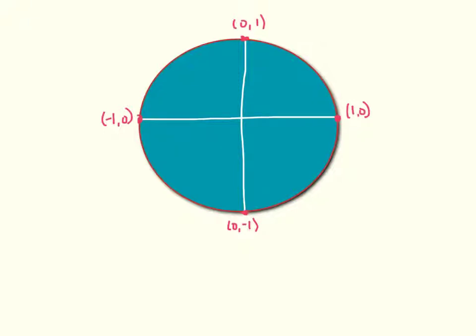All right, so each of these points, how many degrees or radians are they around the circle? This would be at 0 degrees, or I could say 360 degrees. This is at 90 degrees, 180 degrees, 270 degrees. In radians, this would be 2 pi or 0, pi over 2, pi, and 3 pi over 2.